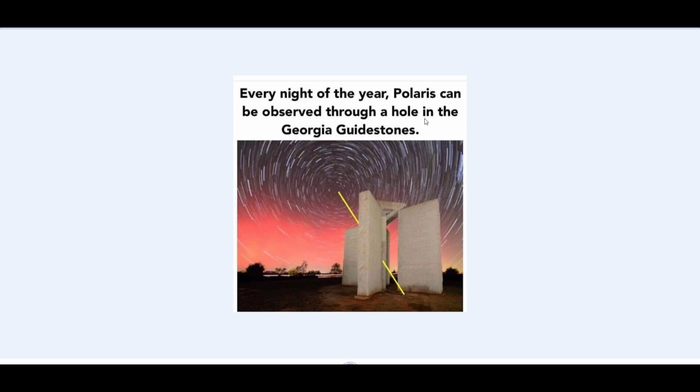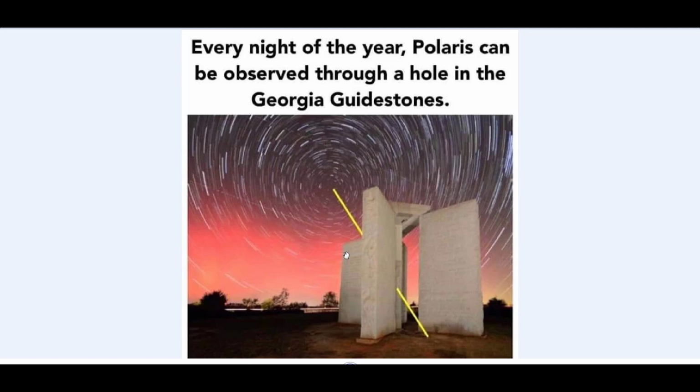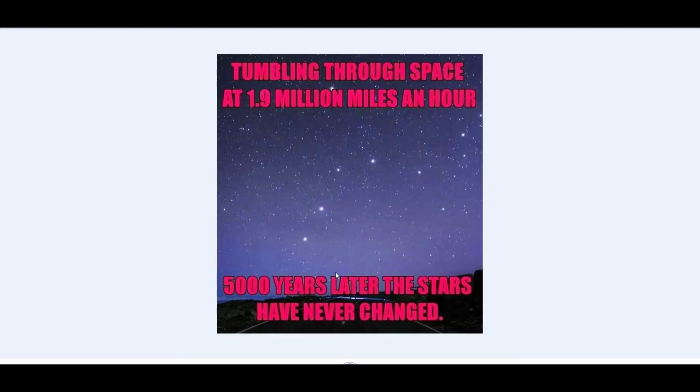Every night of the year, Polaris can be observed through a hole in the Georgia Guidestones. The Georgia Guidestones were demolished in 2022. As you know, there was really spooky stuff written on them. Tumbling through space at 1.9 million miles an hour. 5,000 years later, the stars have never changed.